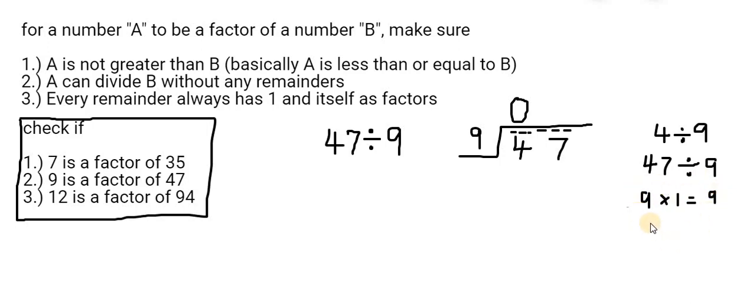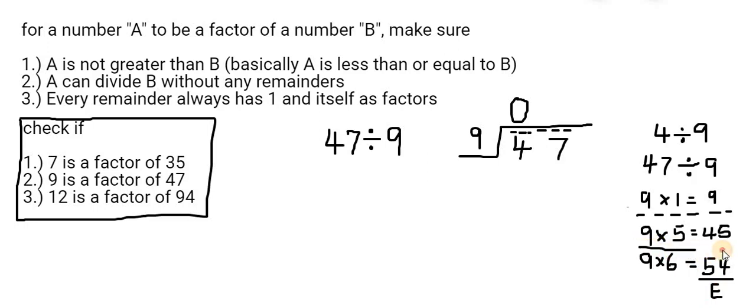9 times 2, 9 times 3, you'll get to 9 times 5 is 45, and then 9 times 6 being 54. Okay, so we have no 47 here. So we're going to pick the line that gives us the answer in the E column that's just less than 47, which is 9 times 5.